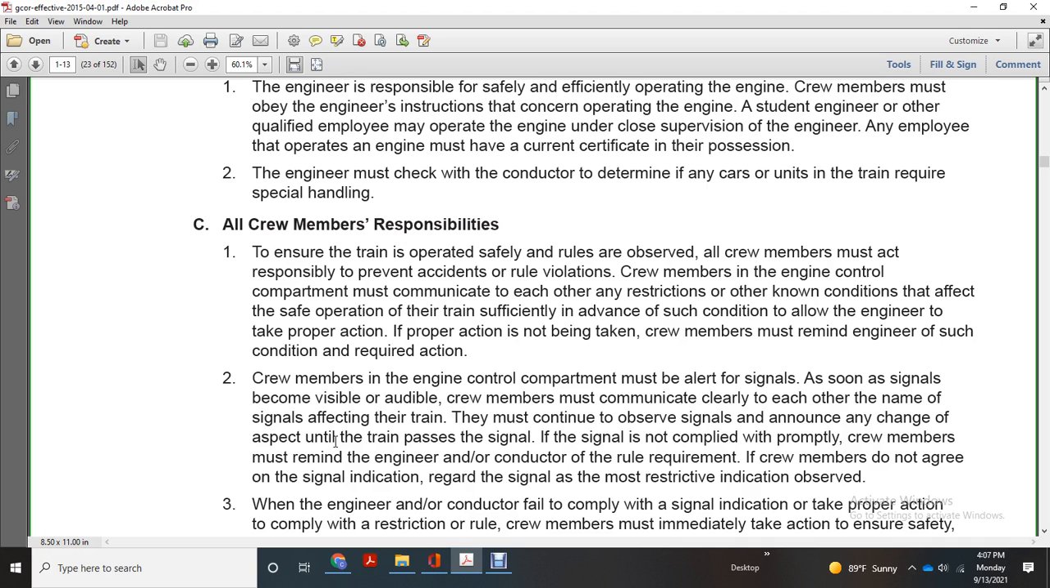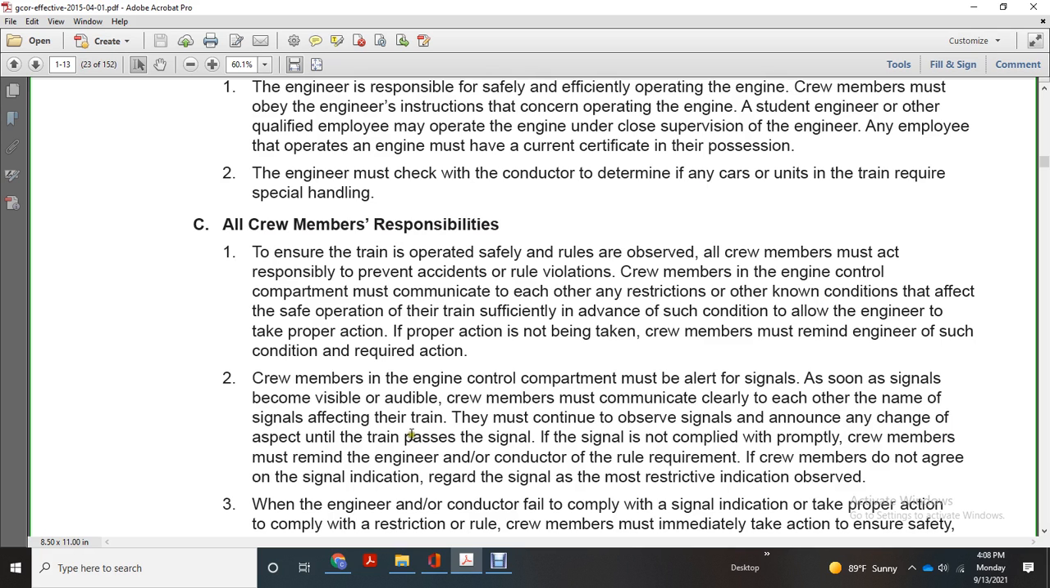As soon as a signal becomes visible or audible, the crew member must communicate clearly to each other the name of the signal affecting the train. They must continually observe the signal and announce any change in the aspect until the train passes the signal. If the train does not comply promptly, the crew members must remind the engineer or conductor of the rule requirement.